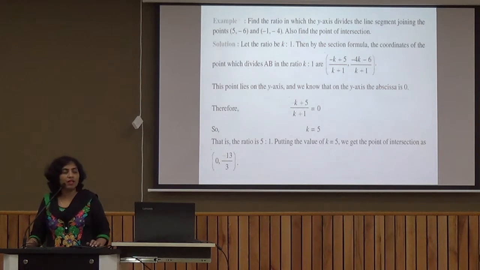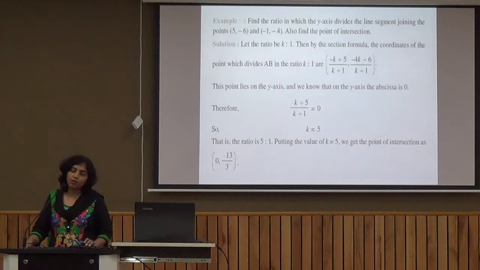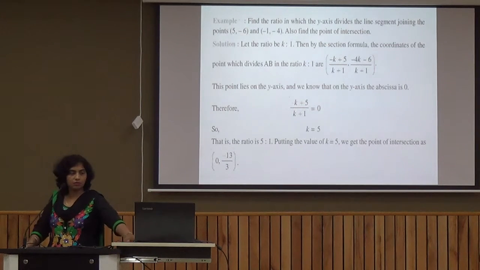Now putting this value of k as 5 in the y coordinate, minus 4k minus 6 upon k plus 1, we get minus 13 upon 3. So the point of intersection is 0, minus 13 upon 3.